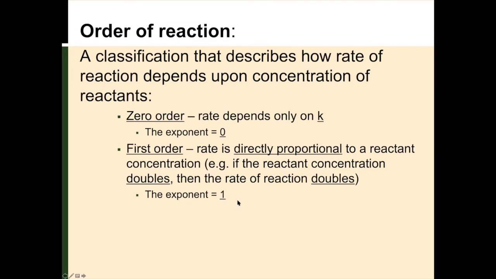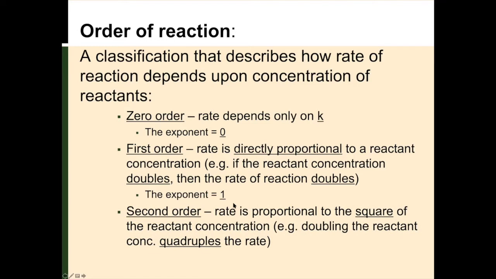Now remember that in chemistry, most of the time we don't write ones. Ones are implied. We don't write ones as subscripts or as coefficients or as exponents. Another reaction order could be second order, and that's when the rate of the reaction is proportional to the square of the reactant concentration. So in other words, if we double the reactant concentration, it quadruples the rate. Okay, that's what second order means. And of course, you're probably guessing that the exponent in the case of second order is 2.